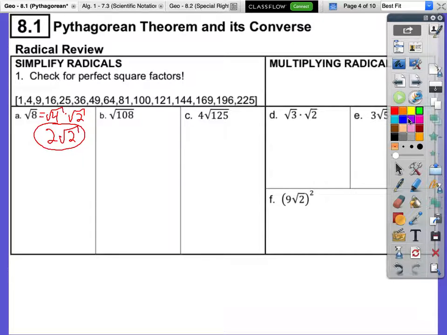Does 108 divide evenly by 100? No, so that one doesn't work. Does 108 divide evenly by 81? No. Nick, what are you thinking?